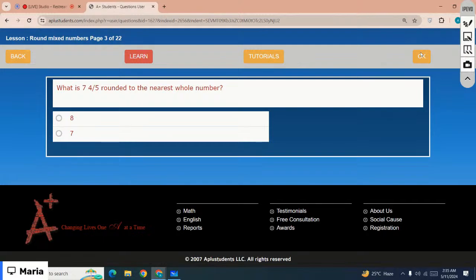What is 7 whole 4 over 5 rounded to nearest whole number? Which is the correct option? That is 7 whole 4 over 5, right? So 4 over 5 is greater than 1 over 2. That means you need to round up, so it would be rounded off to 8. The correct option is 8.